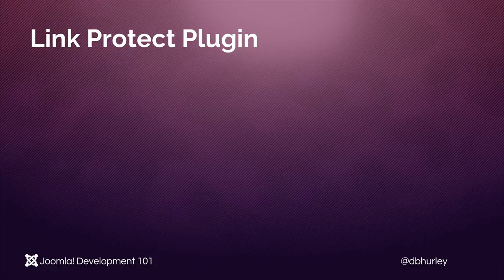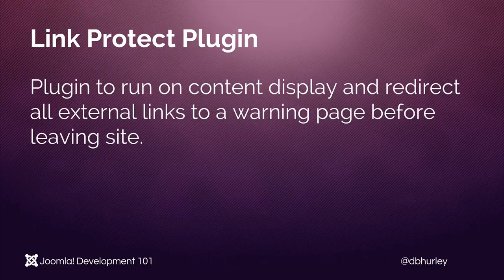So to get started, we're going to get into the details of the plugin that we want to build. The sample plugin we're going to create for this lecture series is called the Link Protect plugin. Basically, this plugin is going to run every time a content item is displayed and redirect all external links to a warning page before leaving the website. So this is going to be done by searching and finding all links within a content item, replacing that link with a secondary link which will redirect to a Joomla content item, and then from that point take them off the website. So let's begin looking at the code that's involved.